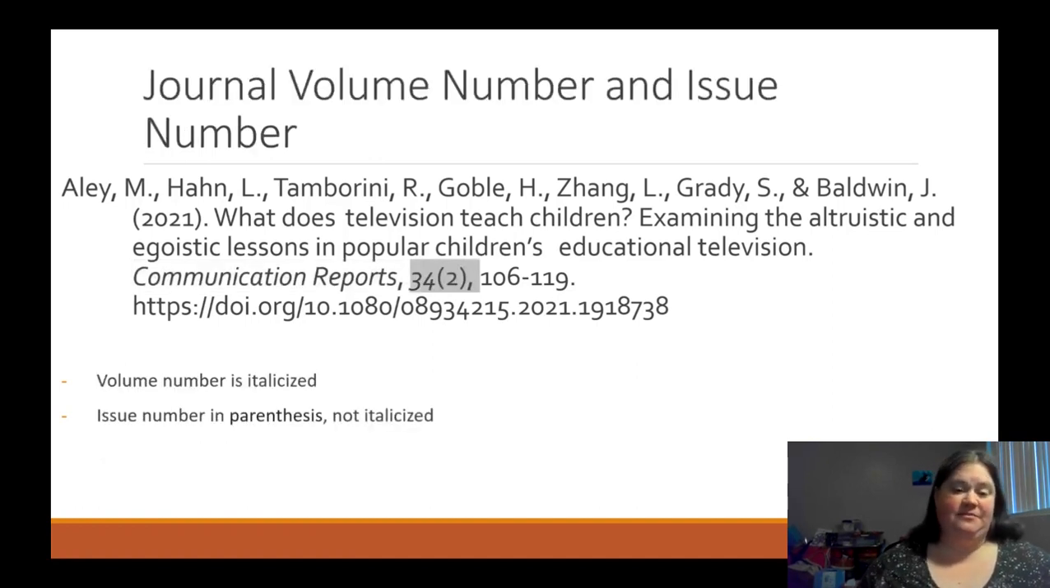Next, we have some numbers here, which is the journal volume number and the issue number. So as you can see, in this case, the volume number is 34 and the issue number is 2. But you also need to make sure you have your formatting correct. The volume number is italicized, number 34, and then the issue number is supposed to be listed in parentheses and not italicized, followed by a comma. Again, why do they do that? I have no idea, but we're just learning how to format it correctly.